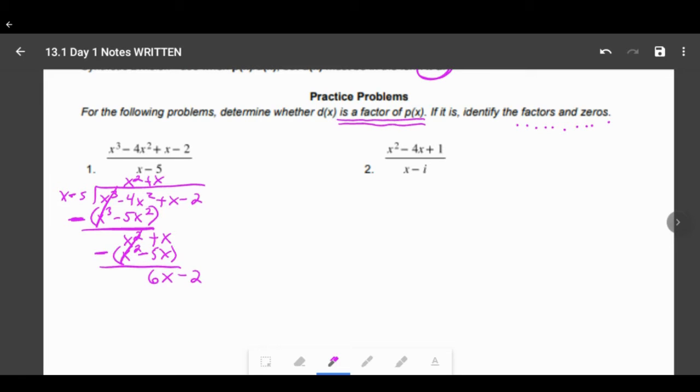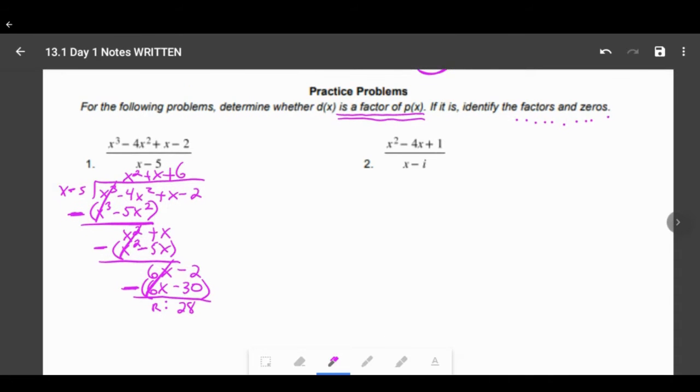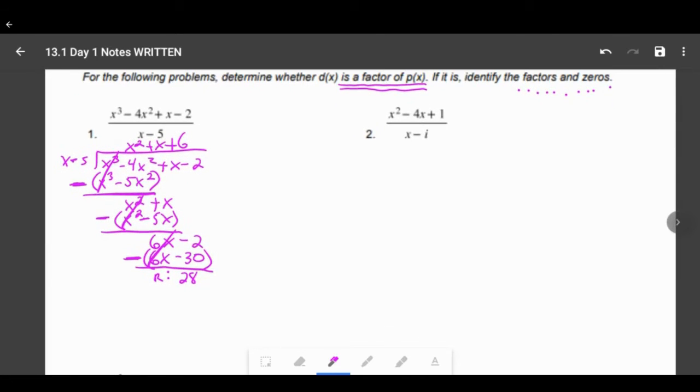So what times x gives me 6x? That's a positive 6. If I multiply x minus 5 times positive 6, I get 6x minus 30. Again, you are subtracting the quantity. So 6x is canceled, and this is the trickiest part for students, so be careful. Negative 2 minus negative 30 ends up giving me a positive 28. And since I can't divide by x minus 5 any further, that is my remainder. Obviously it's not 0 like we wanted, but that's okay. We still get a positive remainder there.